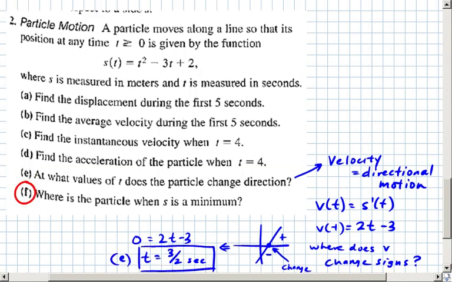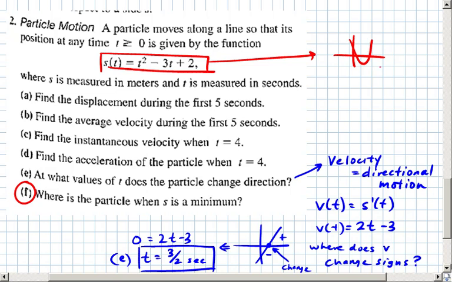Now to answer the second question, where is the particle when s is a minimum? Look at what type of function s is. It's a quadratic, and if you graph it, you're going to get a parabola that opens up. So the vertex of the parabola is the minimum of s, and notice that the instantaneous rate of change at that spot is 0. Okay, so the minimum is where the slope is 0.